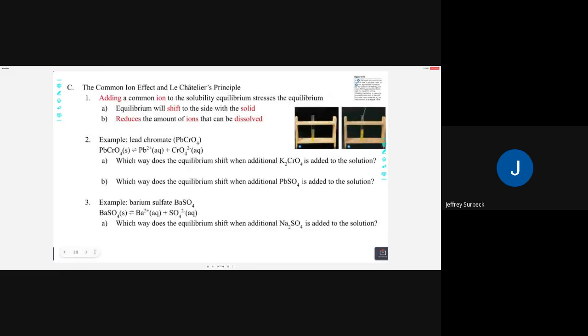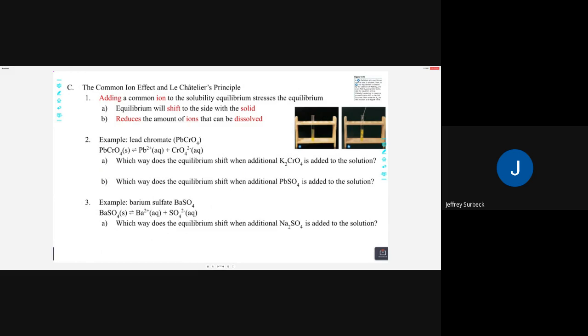Number one, if we add stuff, which way does the equilibrium shift? Adding it shifts it opposite. Yeah. So if we added CrO4 like we did, it shifted left, meaning more solid forms. Down here, I said add more SO4, again shift it left. If you add it, it shifts opposite.